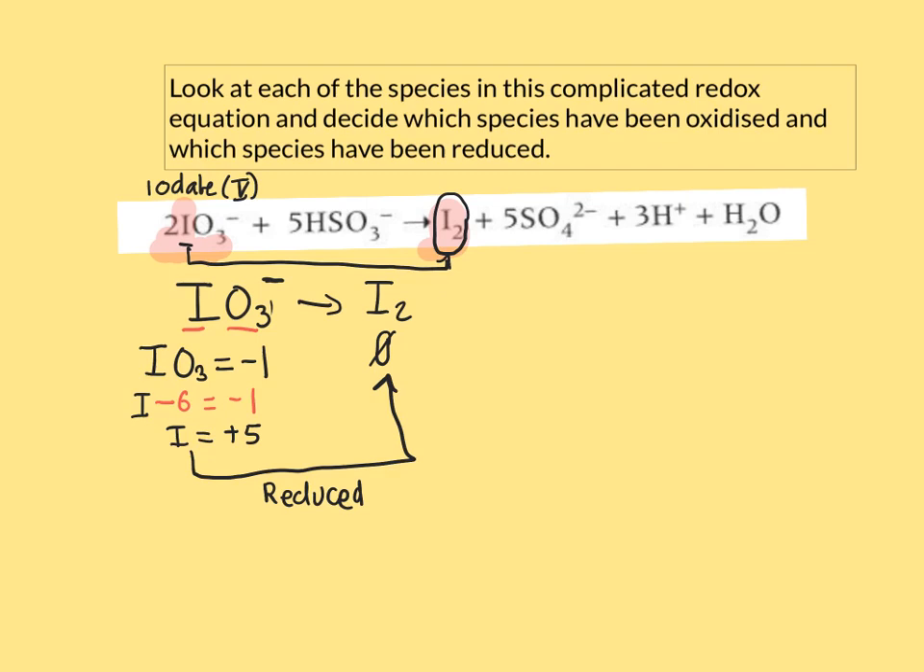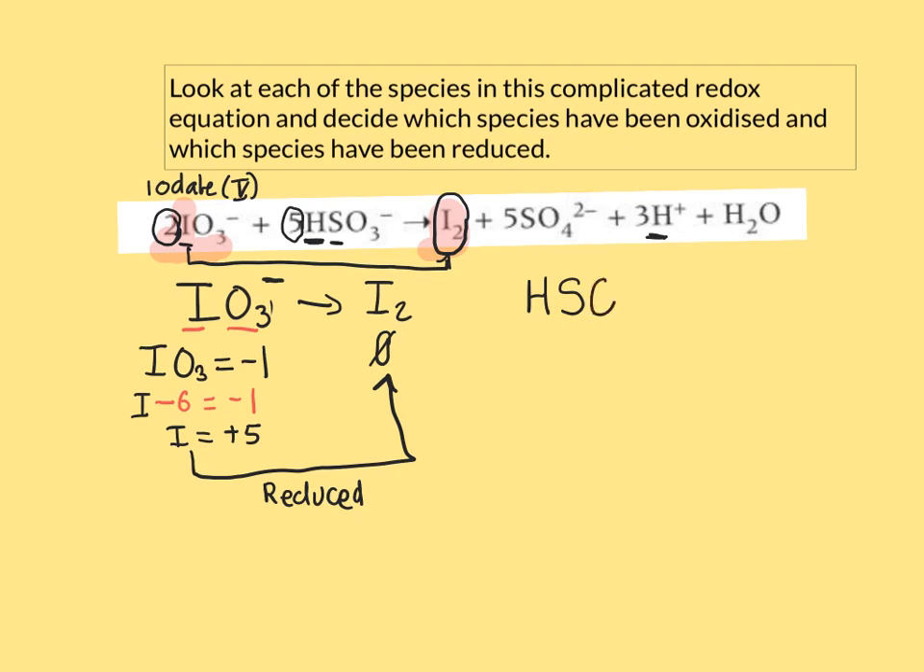Let's now see another element. Let's look at hydrogen: hydrogen here and hydrogen here. The rule is that when hydrogen is combined, it always has an oxidation state of +1. Now let's go to the sulfur. Notice I'm going to ignore these big numbers here. We're simply concentrating on the charge on the ions.